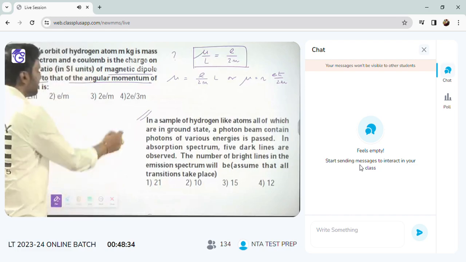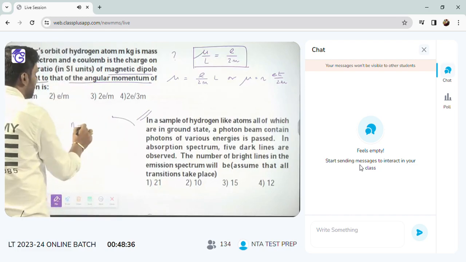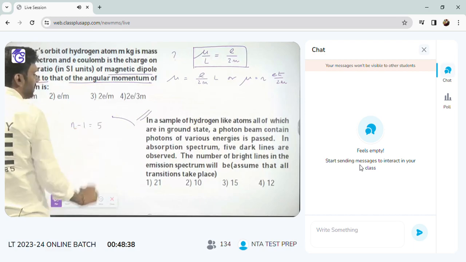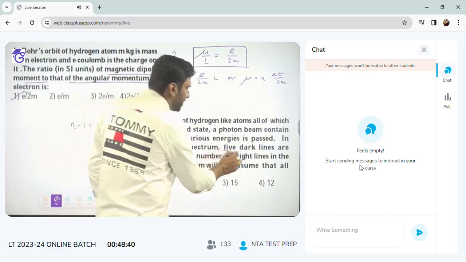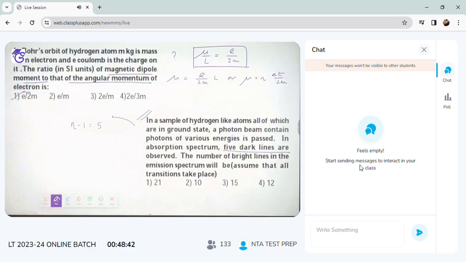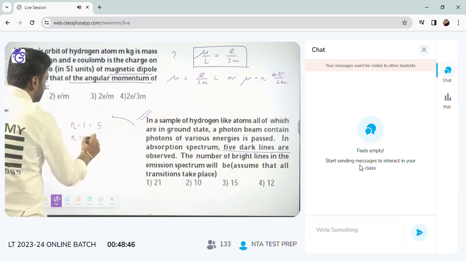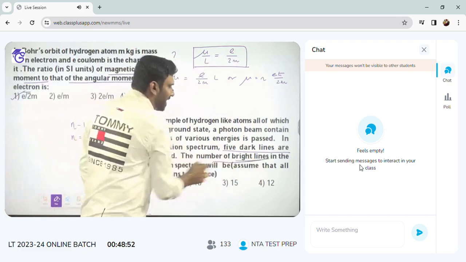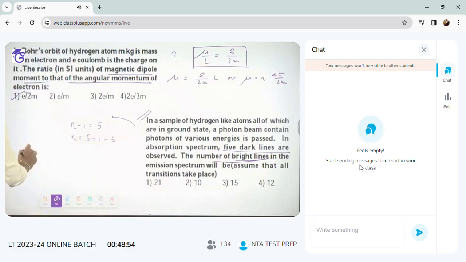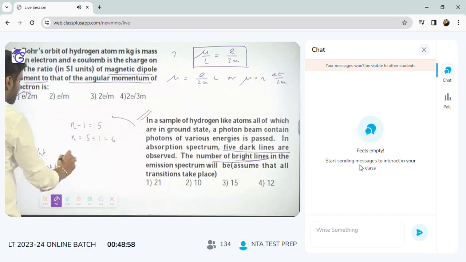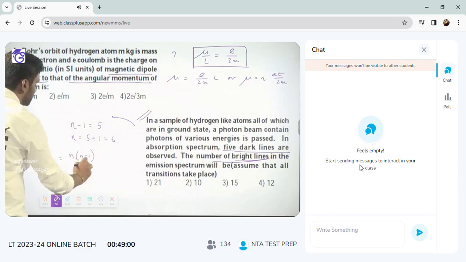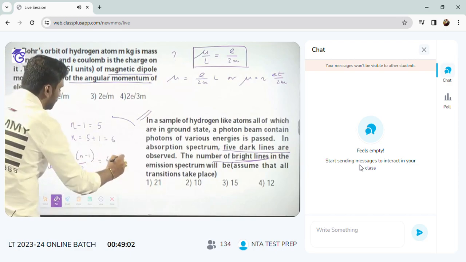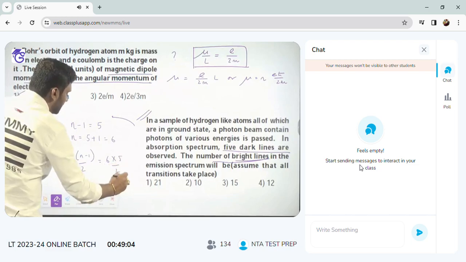Very good. Very simple. You see here, they have said number of dark lines is n minus 1, that is equal to 5. You see here, 5 dark lines are observed. Dark lines means absorption spectra. So n minus 1 is equal to 5. So n will become how much? 5 plus 1, this is equal to 6. They are asking what? The number of bright lines formula. Number of bright lines is equal to n into n minus 1 by 2. 6 into 5 divided by 2. So the answer is 15.